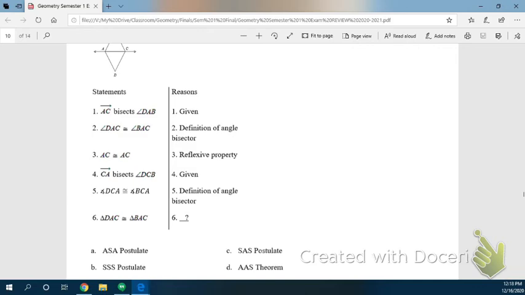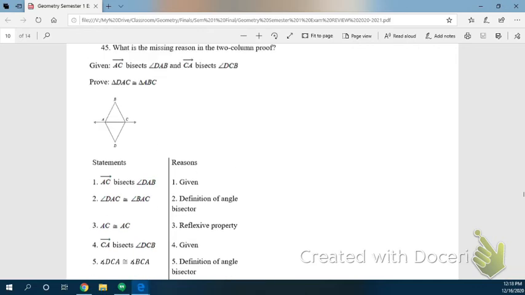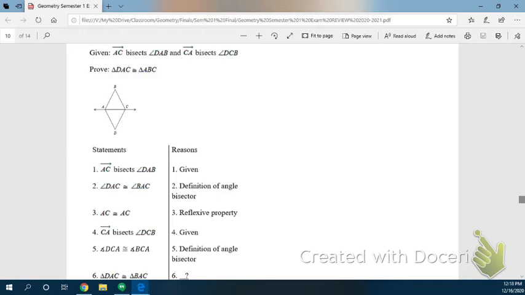Number 45 gives us lots of options here. They're wanting us to fill in the missing reason for this proof, which is that last statement. So looking here, it says that AC bisects angle DAB. When I look at angle DAB, that means that it's cutting those two in half, which they have as the definition of an angle bisector. CA is also bisecting DCB. So these two are also congruent, which they also have for definition of an angle bisector.